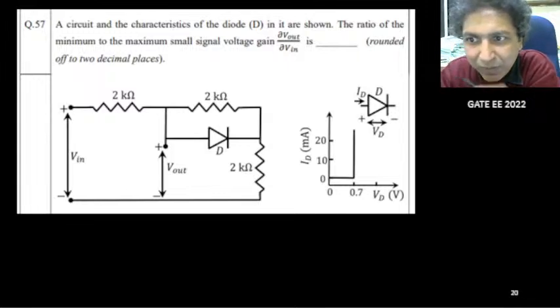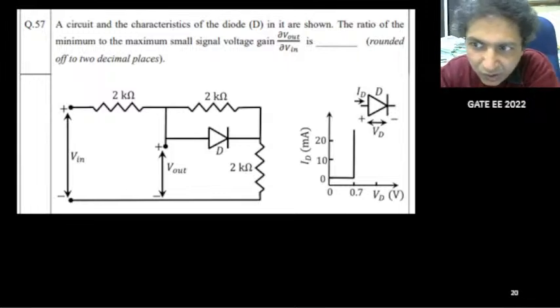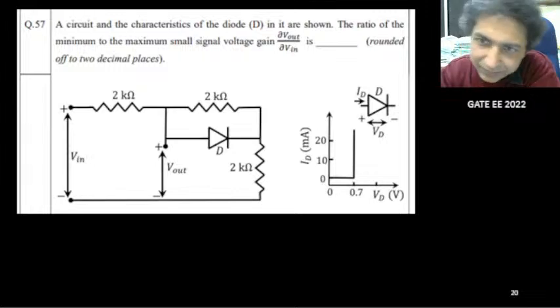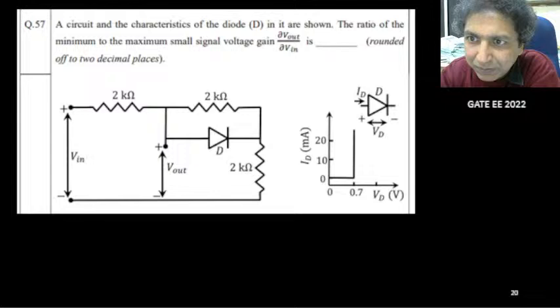This is one given practical diode. When it is on, it is 0.7 volt, and when it is reverse biased, it is 0 only. Okay. So this is a circuit. Input V in is mentioned. So now we need to understand dV out by dV in, and the ratio of the minimum to maximum small signal voltage gain.